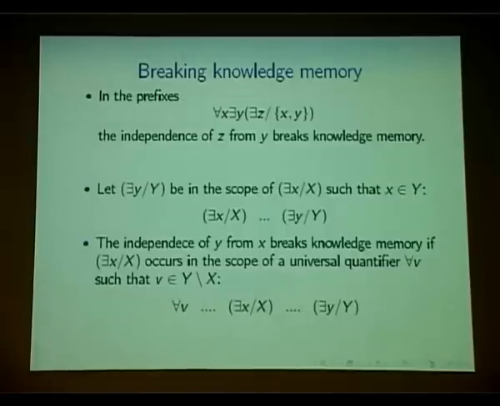And then we come up with notions which are probably known in the computer science literature, like breaking knowledge memory. Well, this is not actually the lack of the imperfect recall that they study. We just deal with these prefixes and with the independence of an existential quantifier from another existential quantifier. So again, let there be an existential quantifier y in the scope of there is an x, so that y is independent of x, and the independence of y from x breaks knowledge memory.